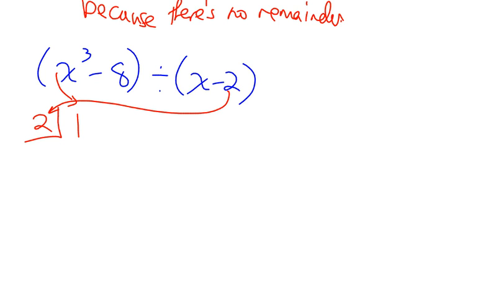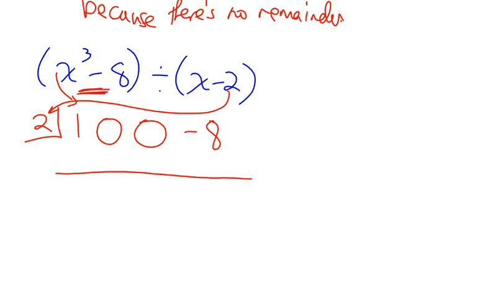Now, here's the important part. Ladies and gentlemen, you must represent every exponent starting at 3 and going down. How many x squareds do you see in here? I see 0 x squareds. How many plain x's do I see in here? I see 0 x's. And what's my constant or plain number? It's a -8. So now, these are the numbers I'm going to use synthetic division on.